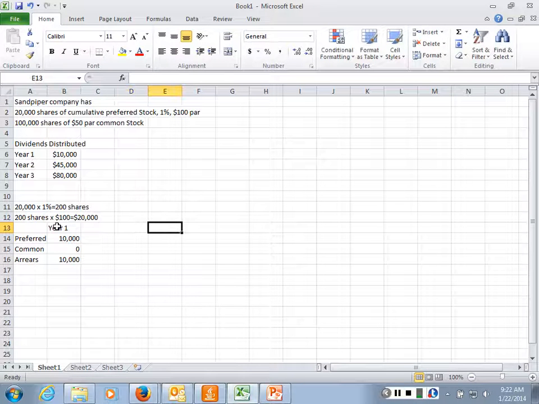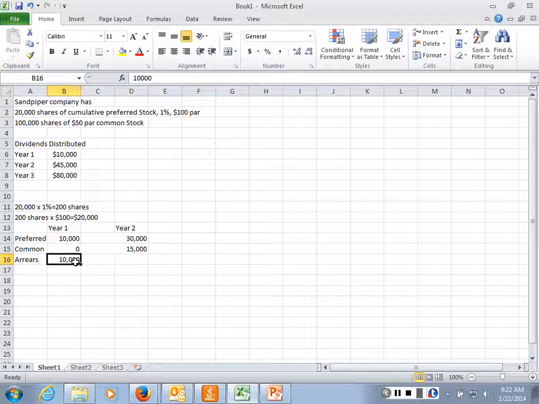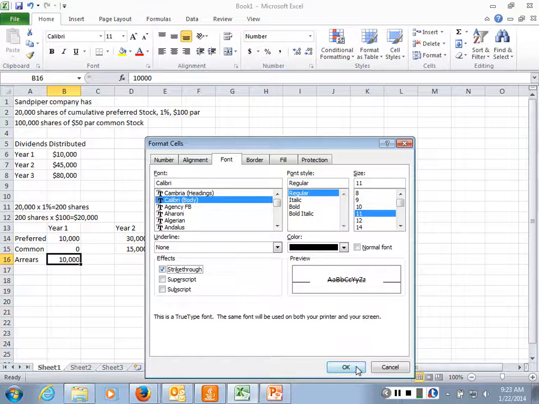Okay, so year two, it says that we have $45,000 to pay out. Well, my preferred stockholders are supposed to get $20,000 a year, as shown up here, and I still need to back pay them. Do I have enough? Yeah. So this time they're going to get $30,000 in year two. And common will get whatever's left over. So in order to make up the 45, they would get 15. Now, their arrears are done, so I can strike through that. So I can mark that out.